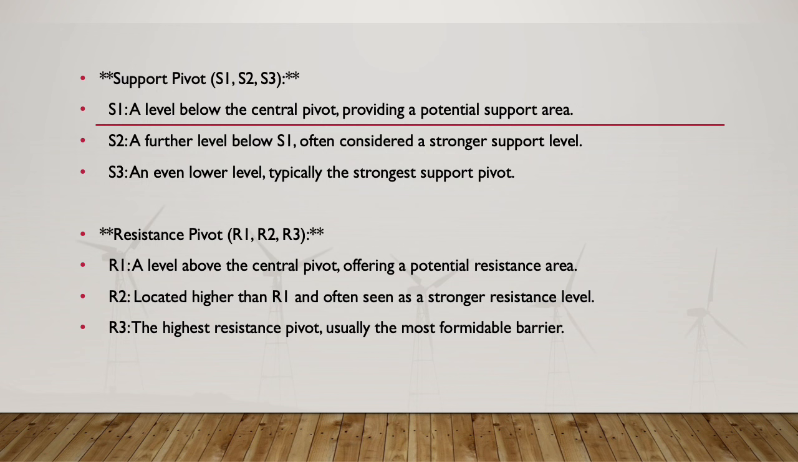Resistance pivots R1, R2, R3. R1, a level above the central pivot, offering a potential resistance area. R2, located higher than R1 and often seen as a stronger resistance level. R3, the highest resistance pivot, usually the most formidable barrier.